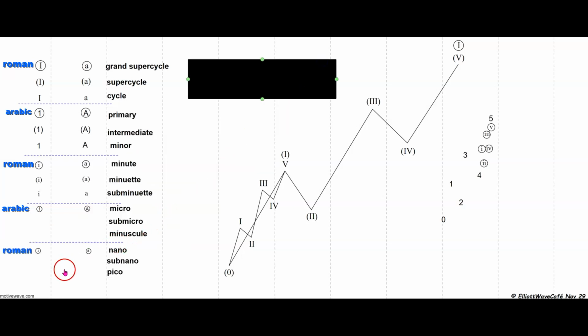You're going to even lower time frames, then you have nano, sub-nano, and pico. And these ones are very, very rarely used, unless you're using a 1-minute chart or tick charts or stuff like that, where you're going to follow them or see them in those time frames. But that's all what it is. You have uppercase Romans, lowercase Romans. You have uppercase letters, lowercase letters, and then you're just continuing to follow this sequence to the upside.